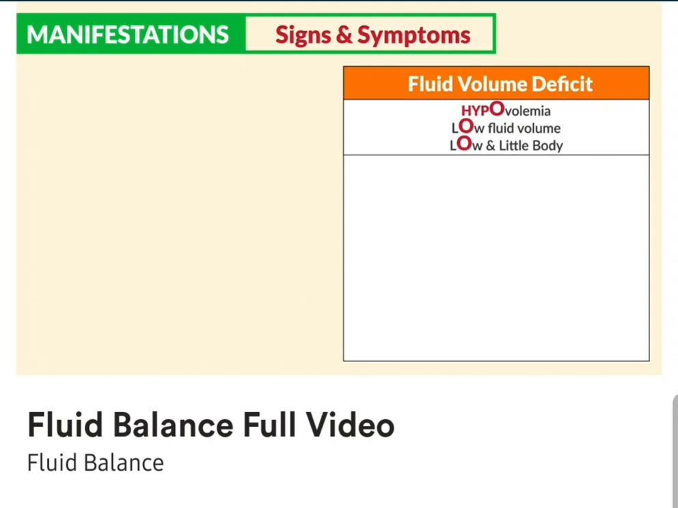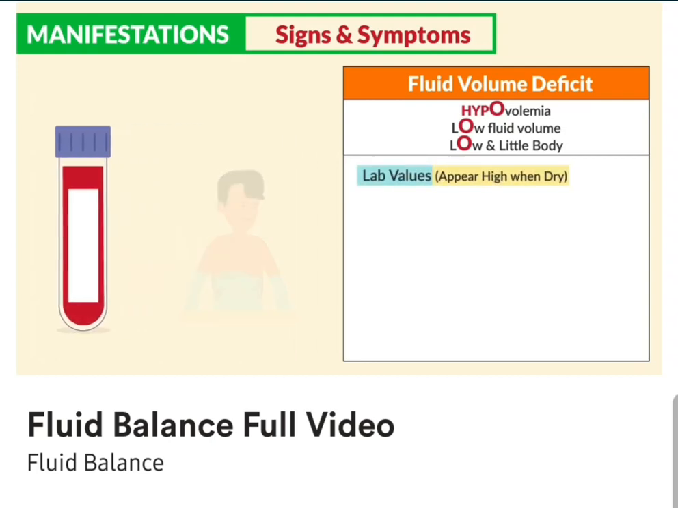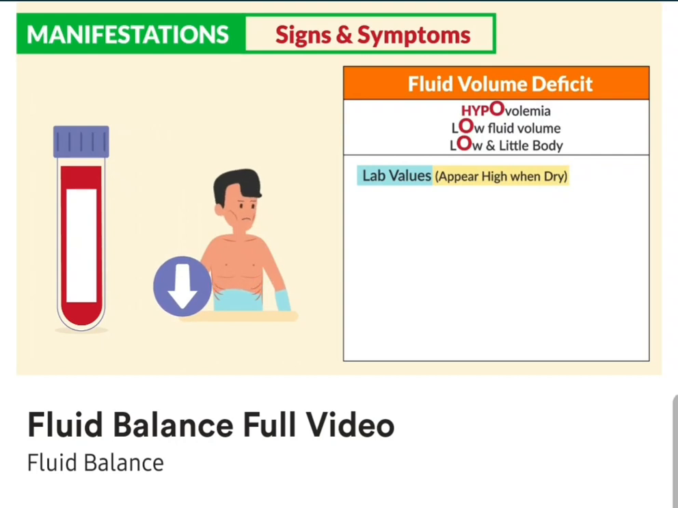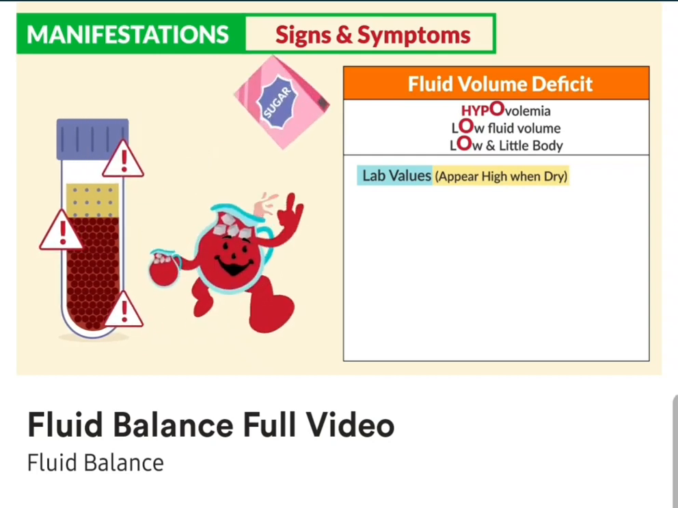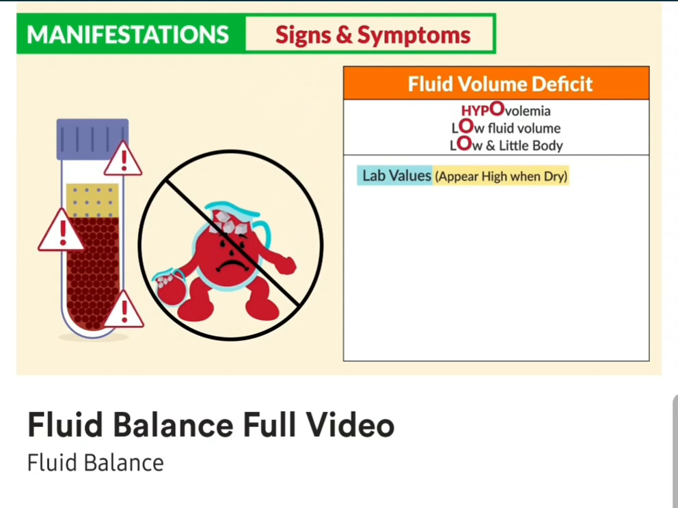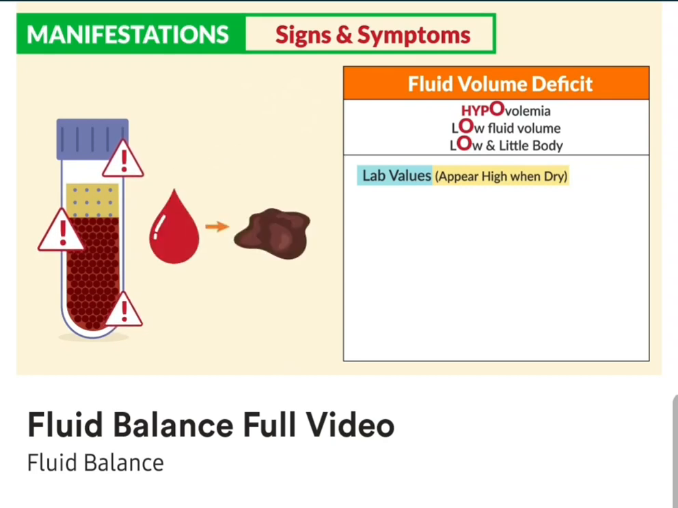Okay, now on the other side, for fluid volume deficit, the lab values appear high when the body is dry. Again, the key term here is labs appear high when the body is dry. This is hemoconcentration, very concentrated blood. It's like adding too much sugar to that Kool-Aid. Oh yeah. How about oh no? We're talking too much concentration of solutes inside the blood, turning the blood to a paste, kind of like the blood is turned to mud.